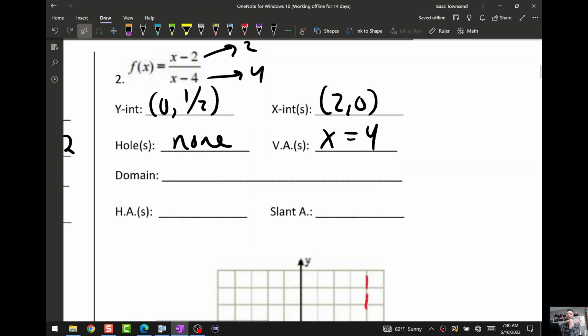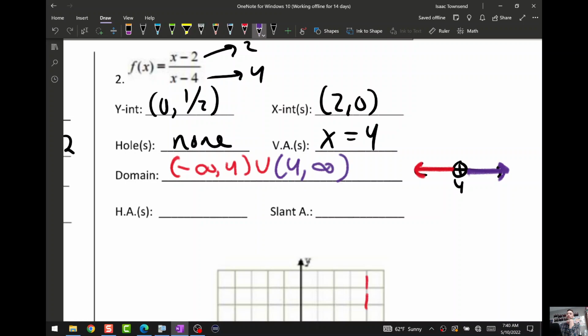Okay, question 2. The only number we need to take out is 4. So I can plug in everything except 4, which means I can plug in -infinity to 4, but don't include 4, and everything from 4 to infinity. So if you're only taking one number out of the domain, your domain's in 2 pieces. If you're taking 2 numbers out of the domain, it splits your domain into 3 pieces.